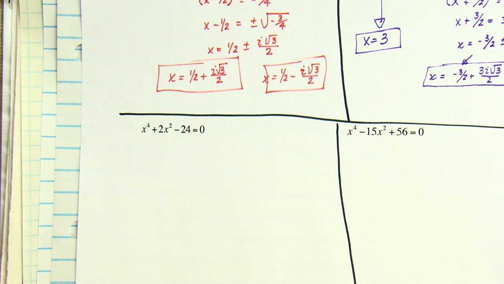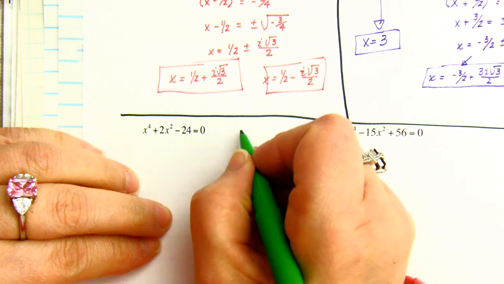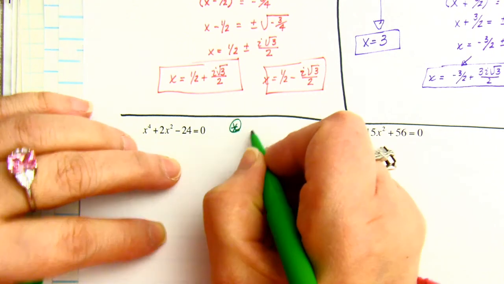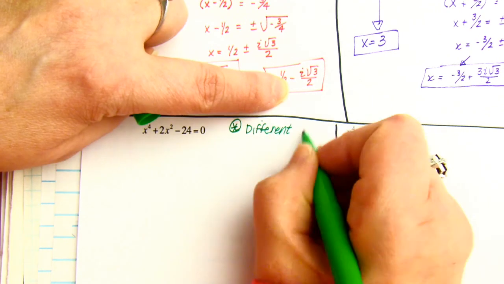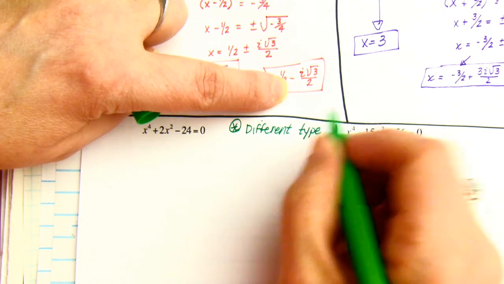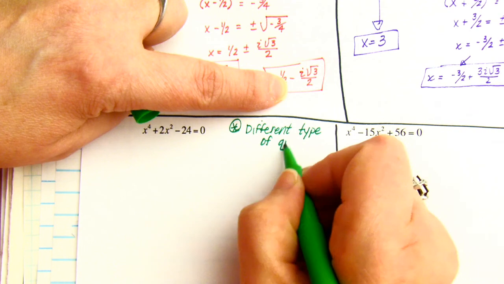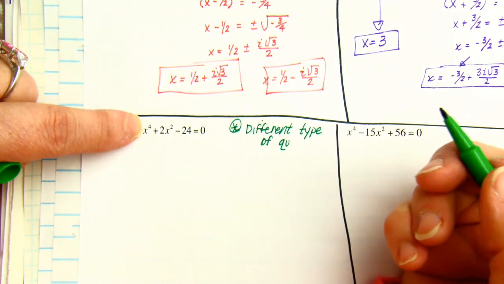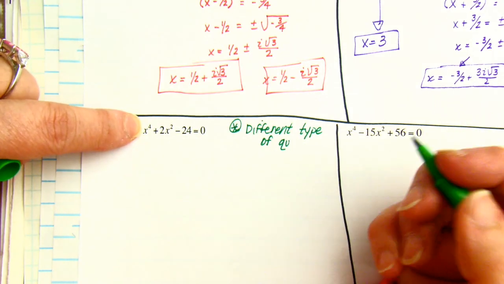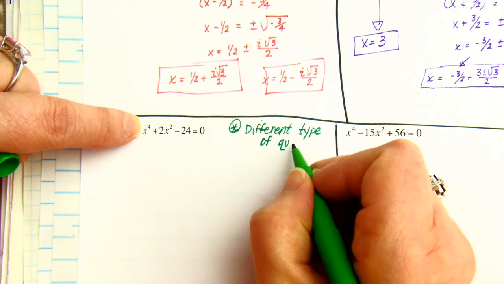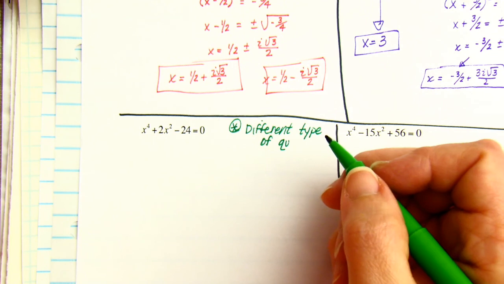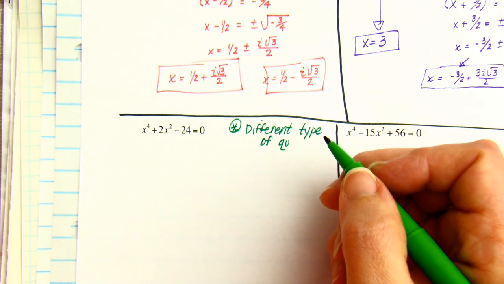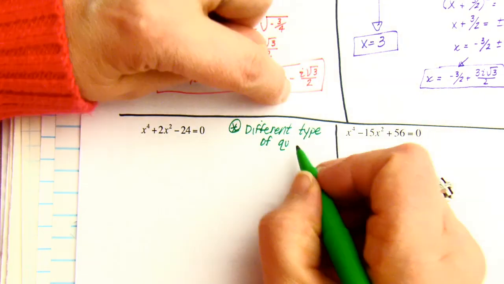So let's go with green on this one. This is a different type of quadratic. And why am I saying it's a different type of quadratic? Well, x to any even power is quadratic. It is divisible by 2. Well, it's a square anyway. Right? If any exponent that's divisible by 3 is a cube, then any even exponent is a square.